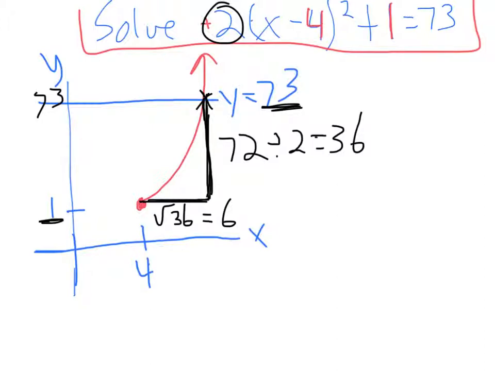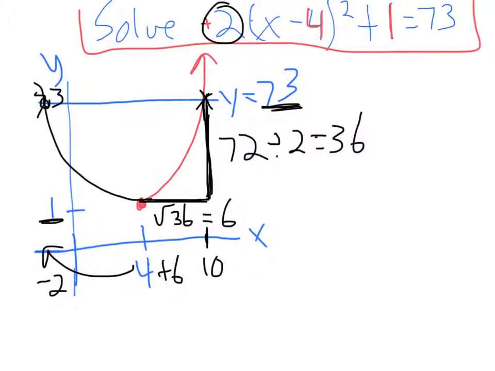So I know that this value here is 4 plus 6, so that will be 10. Going in this direction, I have to move 6 over this way, of course, as well. 4 take away 6 is negative 2. So it will cross right here at negative 2. So what are the solutions to this equation? x equals negative 2, x equals 10. And that's just through pattern recognition without any inverse operations. Although what I just did there is exactly what the inverse operations are.